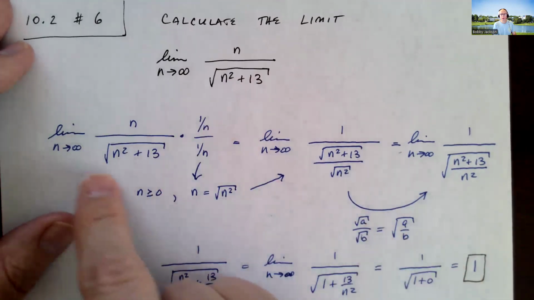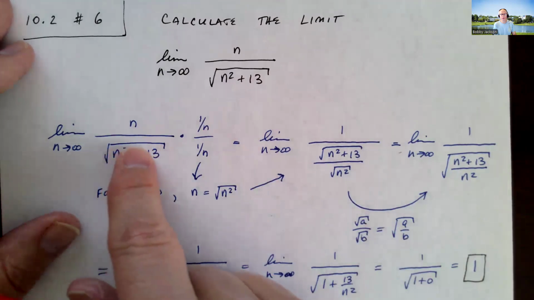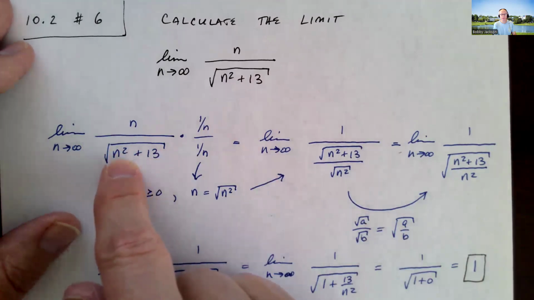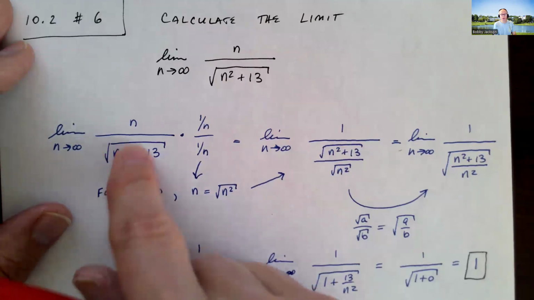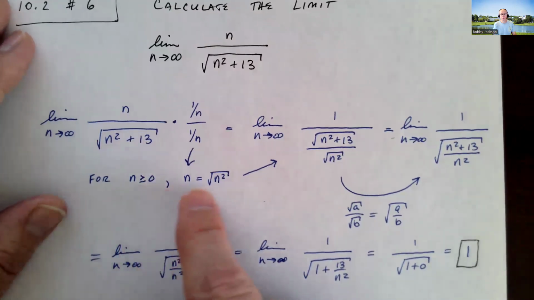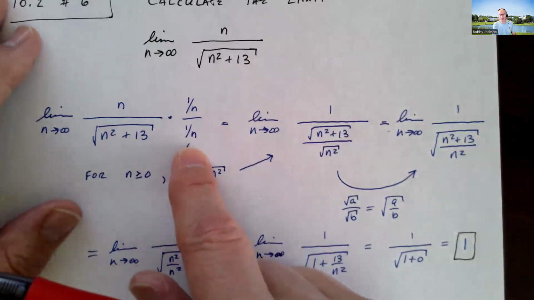One is it's not quite a polynomial divided by another polynomial, but if we look in the denominator, I've got n squared plus 13. So obviously n squared is the higher order term. It certainly is dominant when n goes to infinity, but it's under the radical, so the square root of n squared, right, for n greater than or equal to 0 is just equal to n. And so I'm going to basically divide numerator and denominator by n.